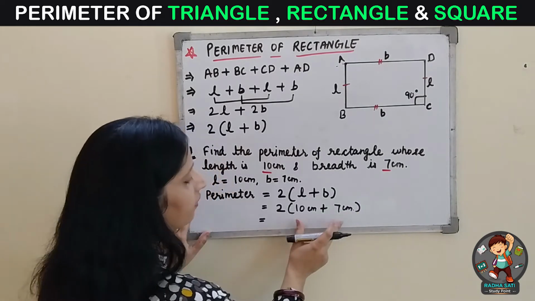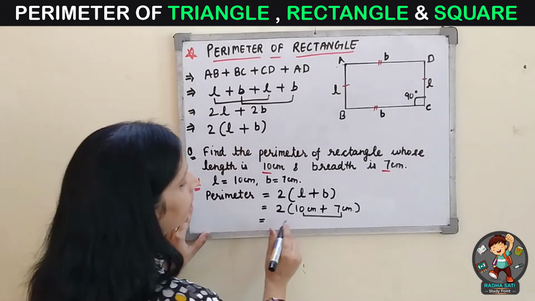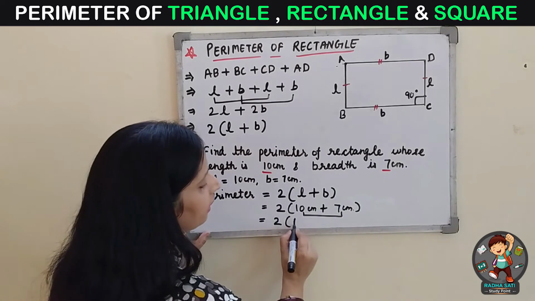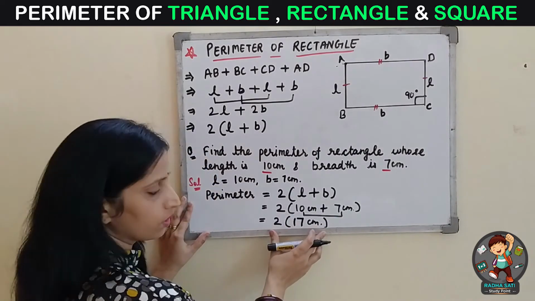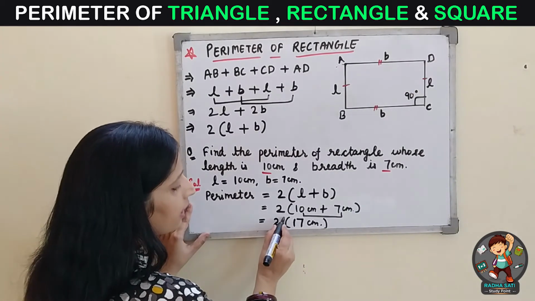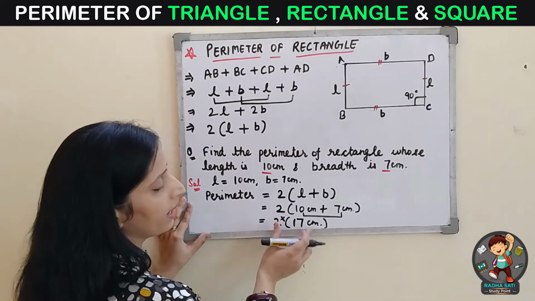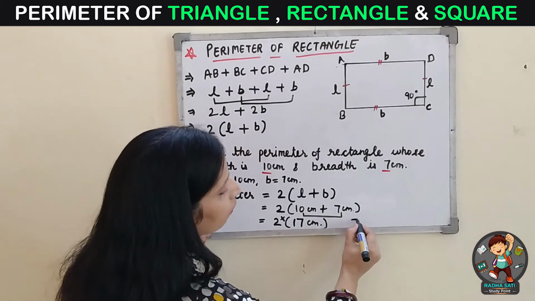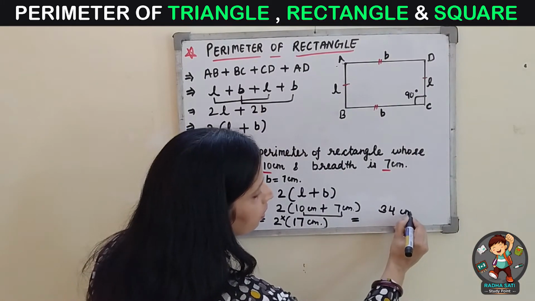In the next step we will add these two. 10 plus 7. We will write 2 outside, and 10 plus 7 is 17 centimeter. When there is a bracket and there is no sign, this means there is a sign of multiplication. We will multiply. So we will multiply 2 by 17. 17 twos are 34 centimeters.